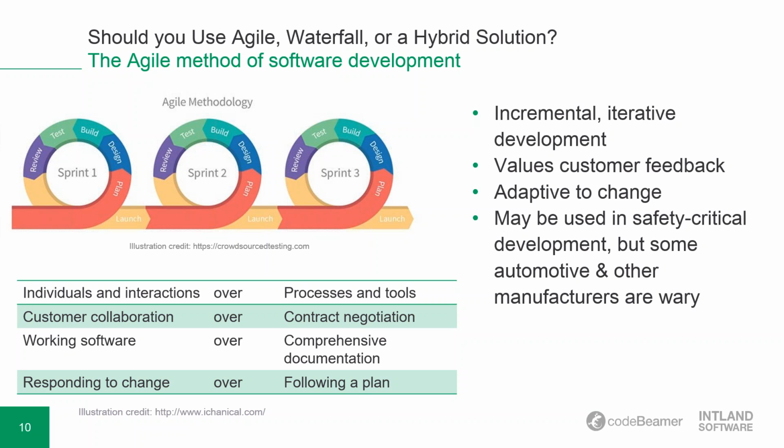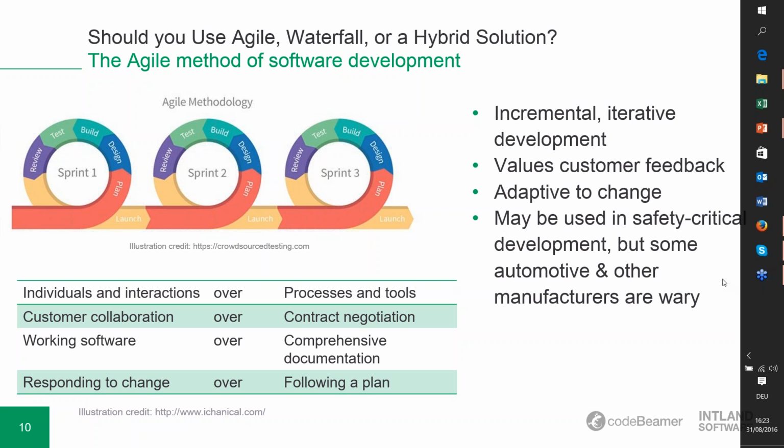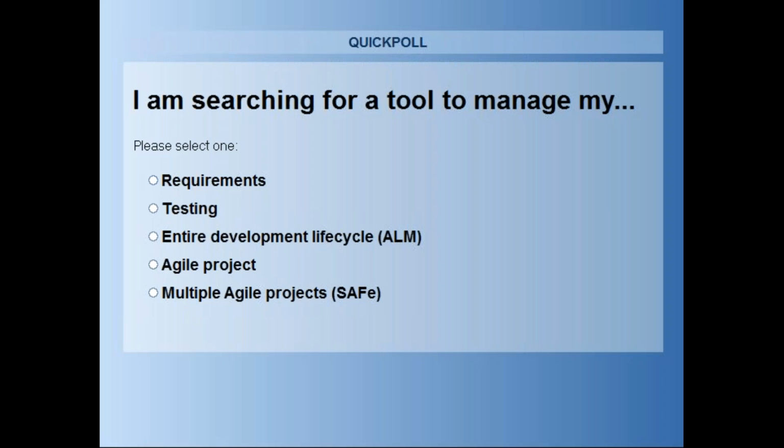Before we move on to discussing the pros and the cons of Agile, I would love to ask a question. We are interested to know what kind of software tool you are looking for. Let me open the poll. We really would love to know what kind of tool you are looking for. Are you looking for something to manage your requirements, testing, entire development lifecycle, ALM, your Agile project, or your multiple Agile projects such as SAFe?